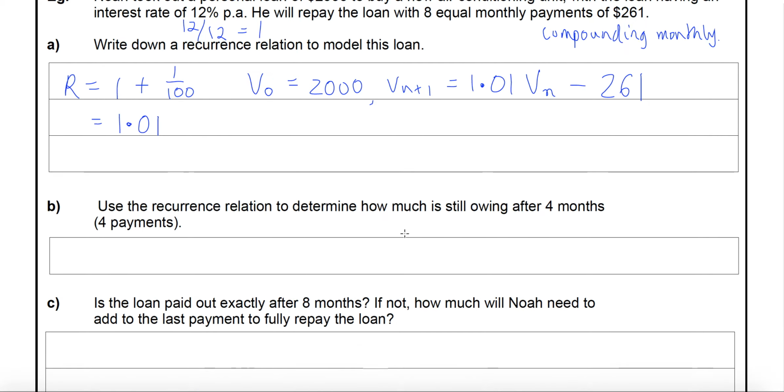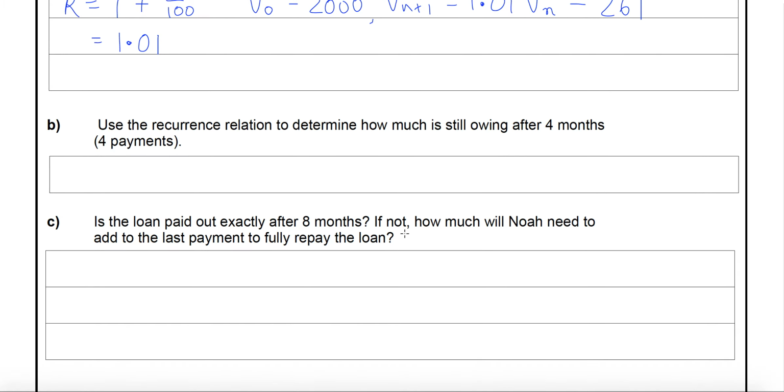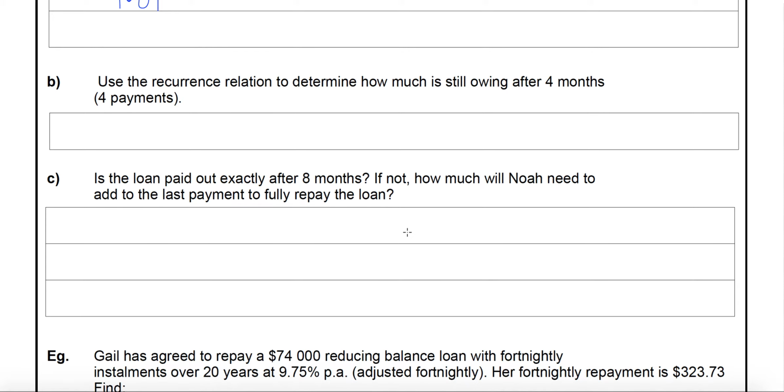On your calculator, you should have created a sequence after 4 months, which is 4 payments. So 4 months, because it's monthly, that means our N is 4. So every time you press enter, you're going forward in time by 1 month. So 4 months, we want V4, and you should get 1,021.44 to 2 decimal places.